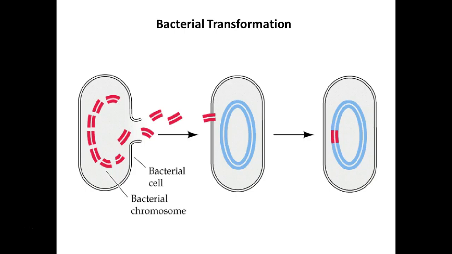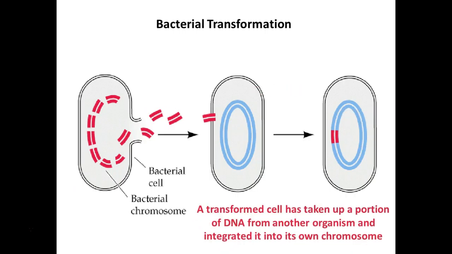And I always think of transformers, right? You can go from a robot to a car, right? You can make that big transformation. So just as you see here, DNA is that information. And it can be used to make anything. In this case, it's going to be a fluorescent protein. So a transformed cell has taken up a portion of DNA from another organism and integrated it into its own chromosome.